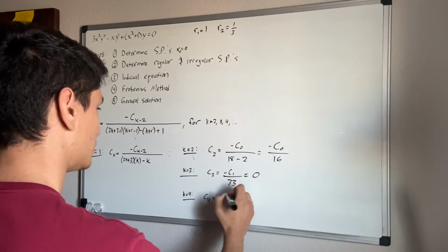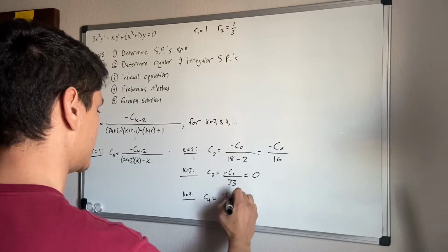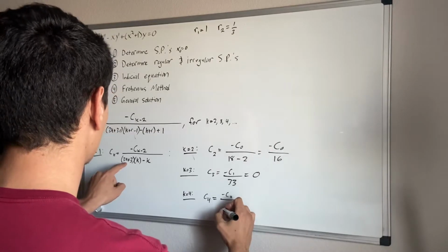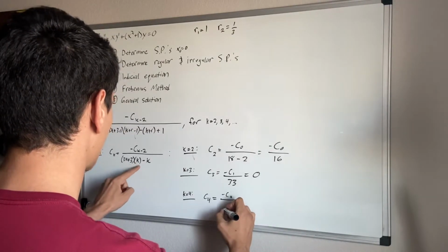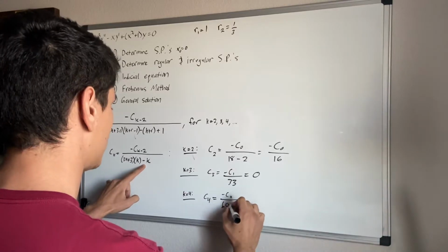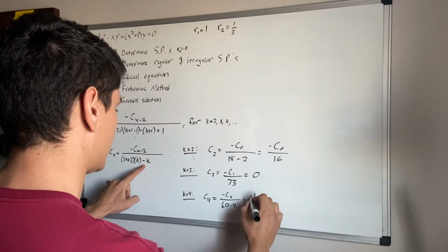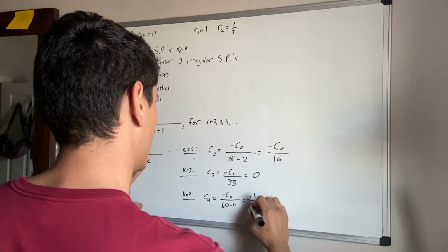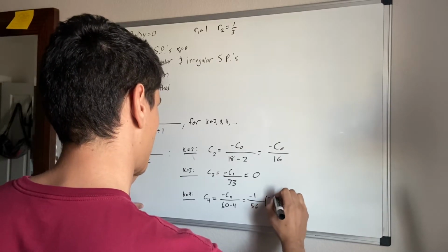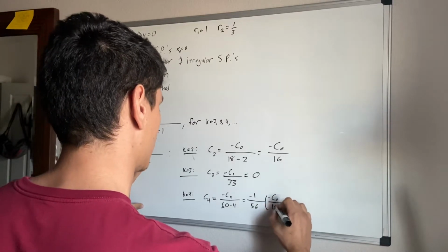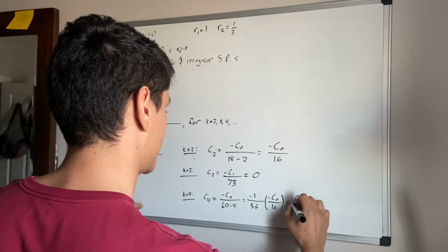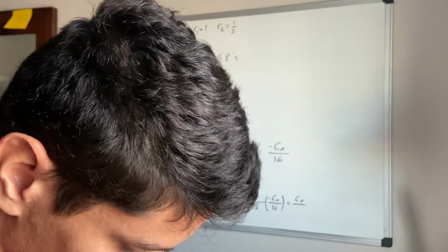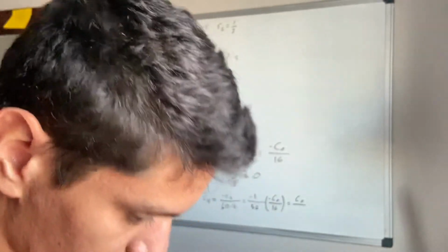We have c sub 4 equals negative c sub 2, which is this term right here, divided by 3 times 4 is 12, plus 3 is 15, times 4 is 60, minus 4. So we have negative 1, because I'm going to change this c sub 2 into this term right here. Negative 1 over 56 times negative c sub 0 over 16 is positive c sub 0 over, what did I get that one to be? 896.